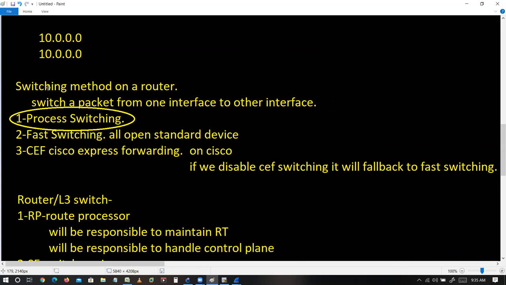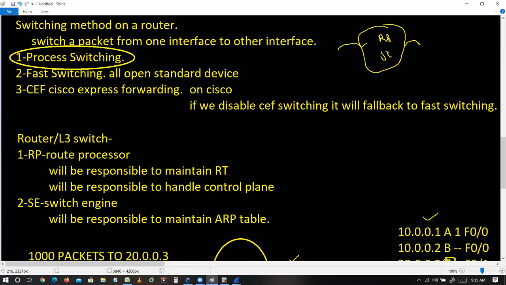The switching method is basically switching from one interface to another interface. But in between, in the router, we have two things: one is the route processor, one is the switch engine. They both will work in all the cases. These two are the common components that all the devices will be using, and these are the methods that we use on the router. Process switching uses these two things, route processor and switch engine. If I want to do process switching, we have to use RP and switch engine.